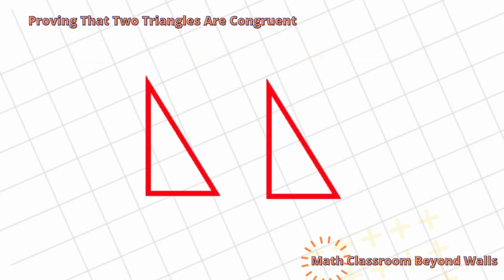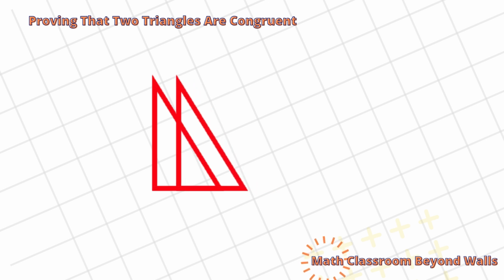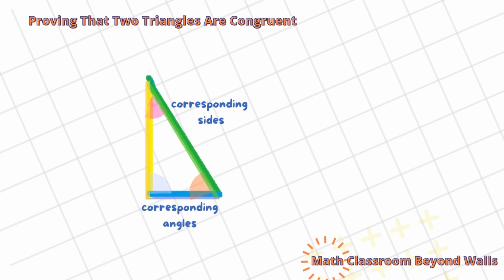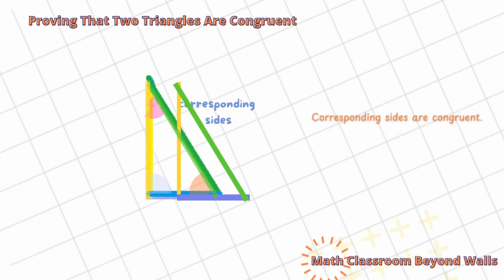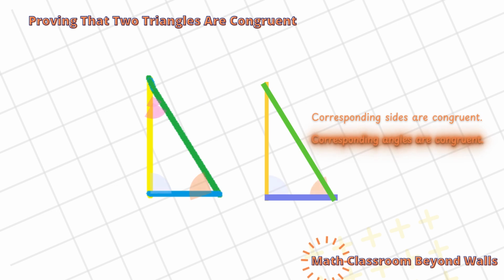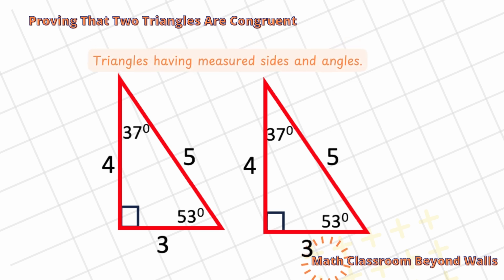When two figures are congruent, we can lay one on top of the other and they would match up exactly. The sides that match up are the corresponding sides, and the angles that match up are the corresponding angles. The corresponding sides of two congruent triangles are congruent, and the corresponding angles are also congruent. Congruent sides have equal lengths, and congruent angles have equal measures.